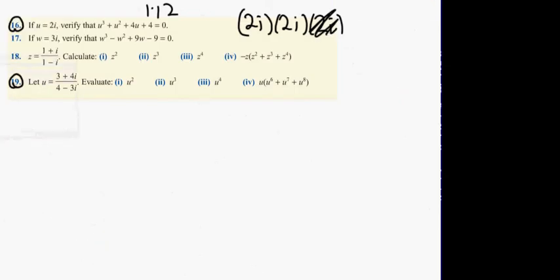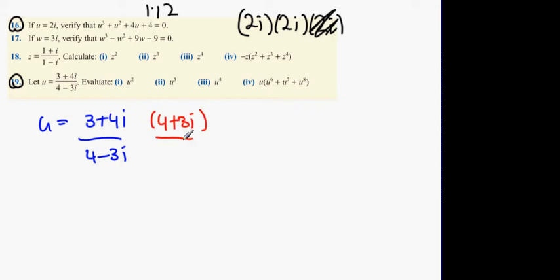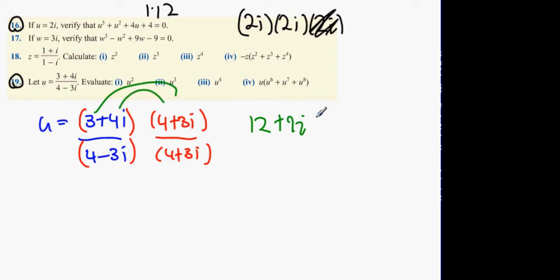Number 19, okay. It says u equals 3 plus 4i over 4 minus 3i. Multiply top and bottom by the conjugate. Okay? And you get 4 plus 3i on the top and 4 plus 3i on the bottom. And then you're going to multiply them out. Okay? So, 3 times 4, 3 times 3i, that's 9i, 4i by 4, 16i, 4i by 3i, 12i squared, and then 12 times minus 1.